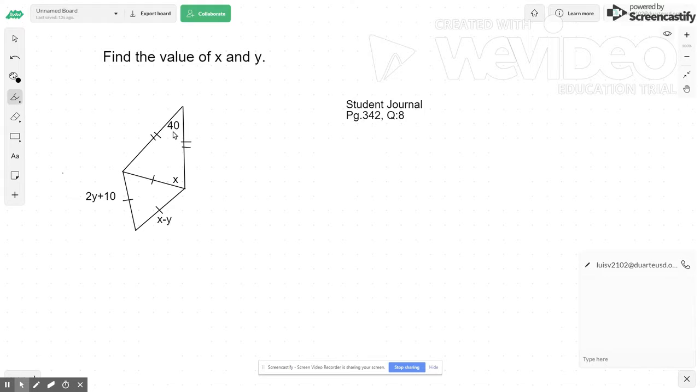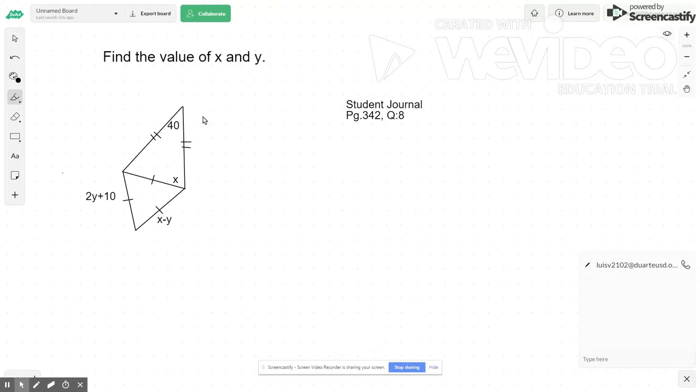All right, so 40 is the measure of this angle. X is the measure of this angle. And then the sides for this triangle are x minus y and, for this side, 2y plus 10. How may you solve this problem? Oh yeah, refer back to the video before if you haven't, to find out, or just keep on watching here and solve it if you know how.